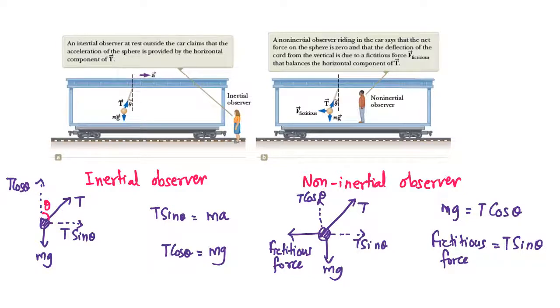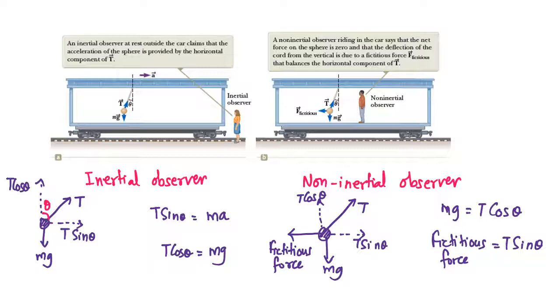Quite straightforward. But for the non-inertial observer, the ball is in equilibrium in the vertical as well as the horizontal direction. So mg is equal to T cos theta for vertical. And in the horizontal, how does it differ from the inertial frame? In the horizontal, you have T sin theta as well as the fictitious force, because for the non-inertial observer, the object is in equilibrium in the horizontal direction also. So the fictitious force is equal to T sin theta.